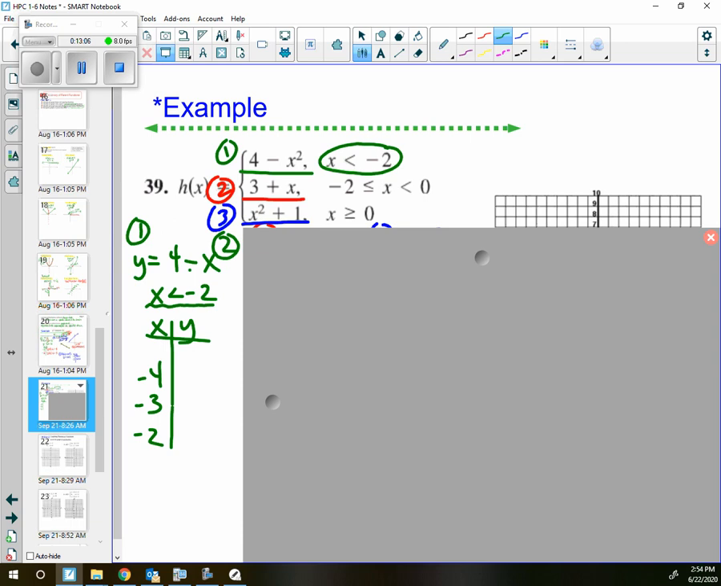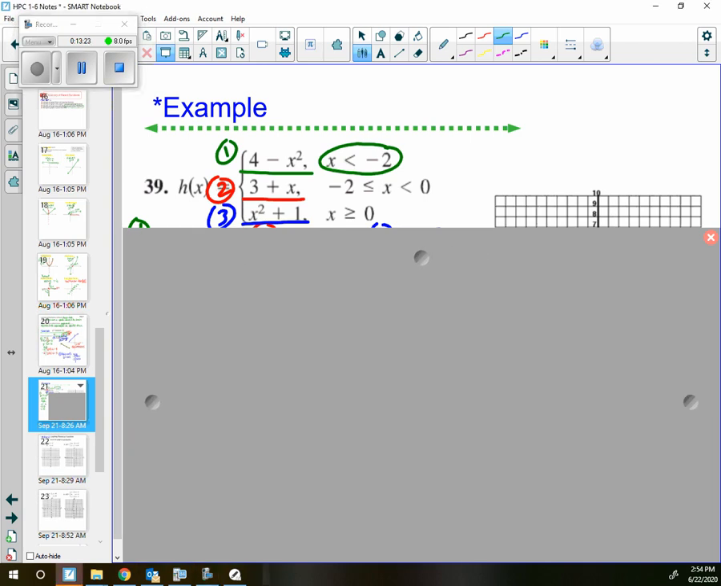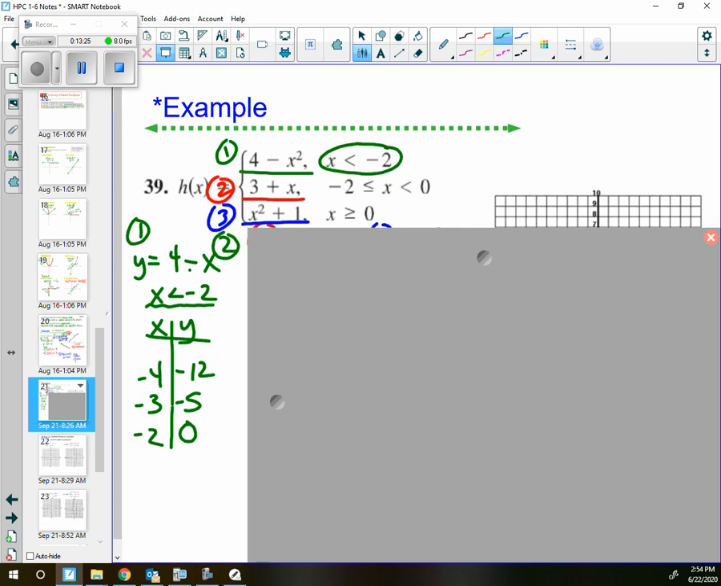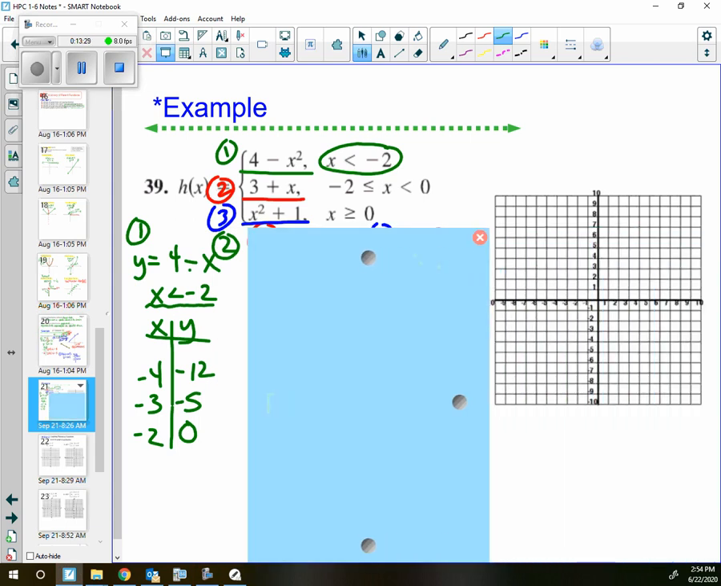So let's go ahead and see if we can calculate those. So if you plug in -2, that should give you, go ahead and pause the video so you can try them. So 0, -3 is -5. And then -4 would be -12. So we're going to graph those and see what that looks like.